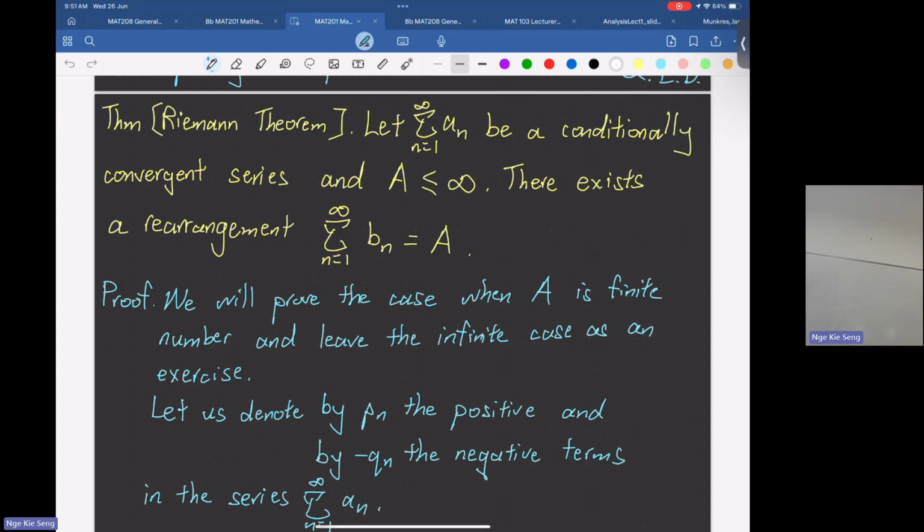I will put this proof inside my lecture notes. The proof is not important for our exam purpose, but you should be able to understand it now. It's a bit long. I already told you the construction, so what you need to do is check why it is true. I just told you I can oscillate around A, and then why is the sum equal to A?